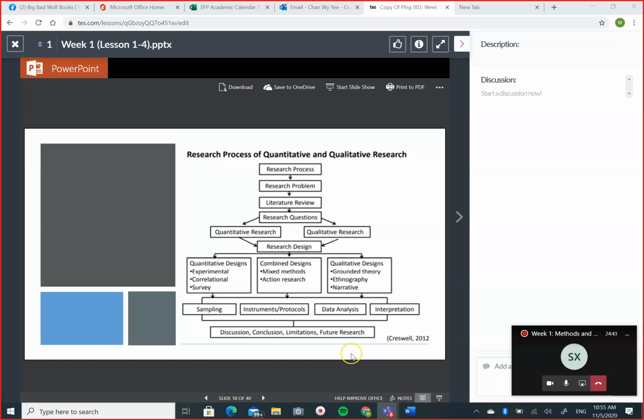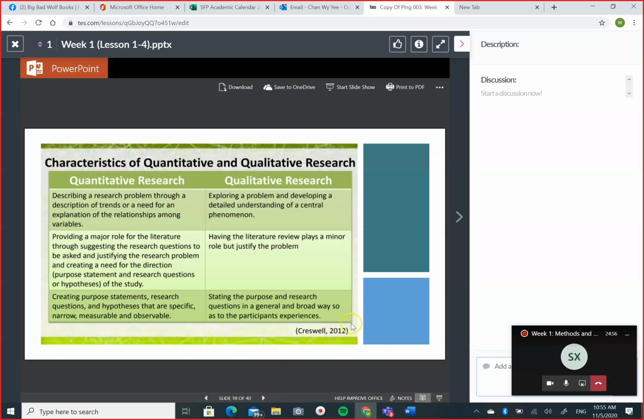And then we will look into future research. What are your suggestions or recommendations? How researchers in the future, what do you suggest they research and look into? Then we go to the characteristics of quantitative and qualitative research. Quantitative research is to determine a trend of something. You want to prove something. Qualitative, you want to explore. So here you are proving something, here you are exploring something.